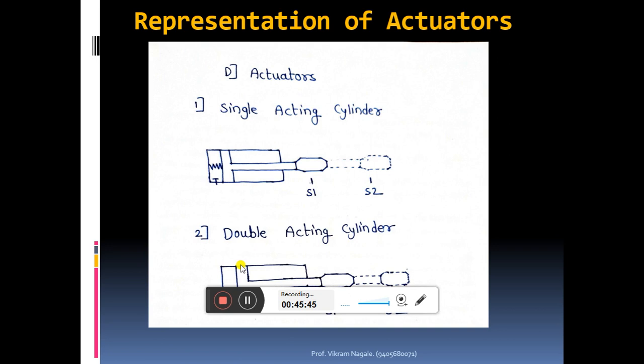the basics of the working of the control valves and the actuators, and the basics of the pneumatics and hydraulics. Okay, so in the next session we'll be discussing about the remaining points.